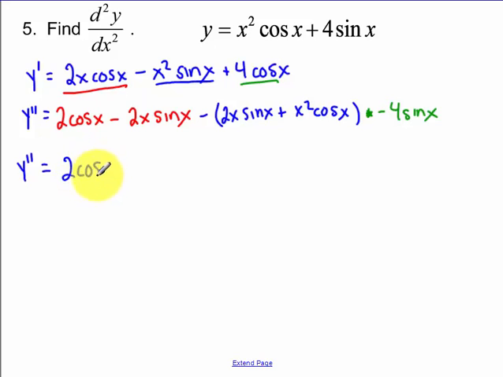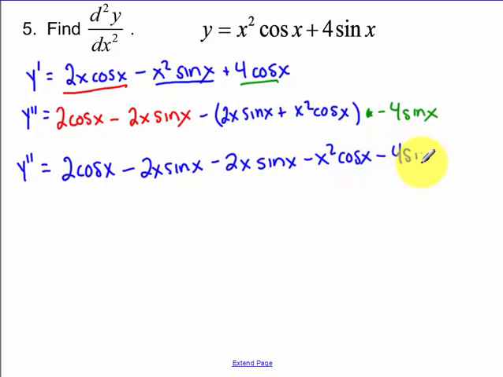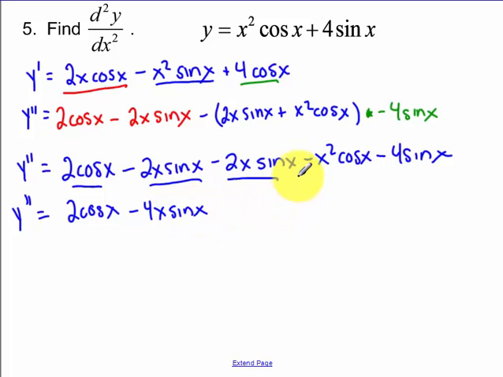Okay, I'm just going to go through and do some simplifying because I believe we can combine some like terms. Make sure you distribute correctly. Okay, so I have my 2 cosine x, that's this term. Those I can combine into minus 4x sine x. That's just a minus x squared cos x, and then minus a 4 sine of x.